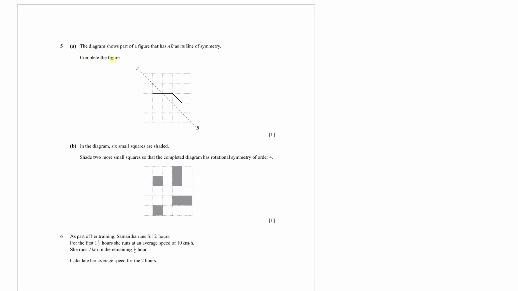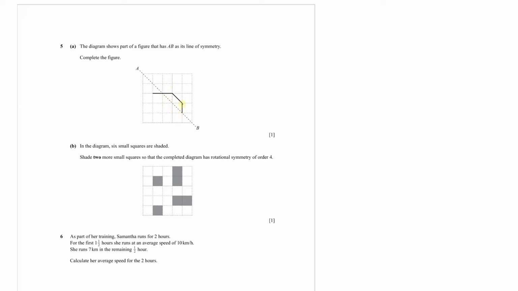Question number 5: the diagram shows part of a figure that has AB as its line of symmetry. Complete the figure. So you're given this figure, AB is the line of symmetry. So that means all the shape will be reflected across this line of symmetry. So let's start from the bottom here.